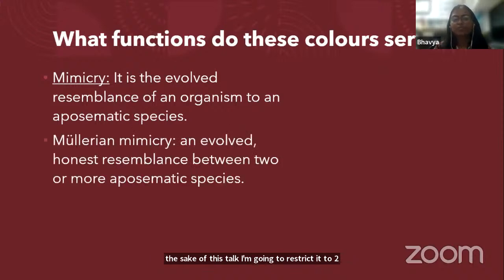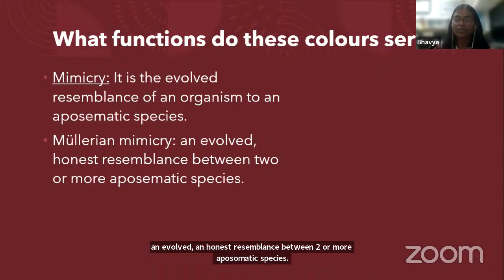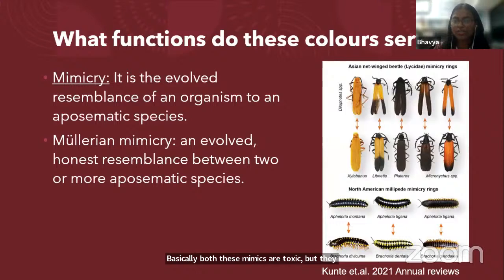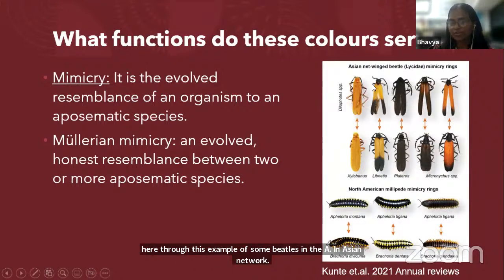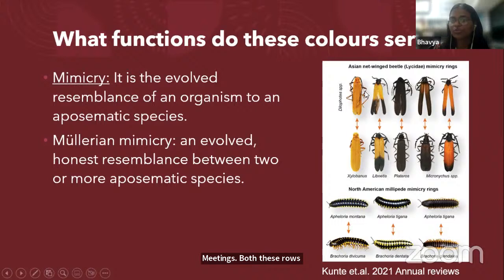We see one kind of mimicry called Mullerian mimicry, which is an evolved and honest resemblance between two or more aposematic species. Basically, both these mimics are toxic, but they share the same color pattern. Illustrated here through this example of some beetles in Asian netwing beetles. Both these rows are of toxic individuals, and they share the same color pattern. If you look, this is the same yellow as this, and the black and yellow banding patterns are similar here.